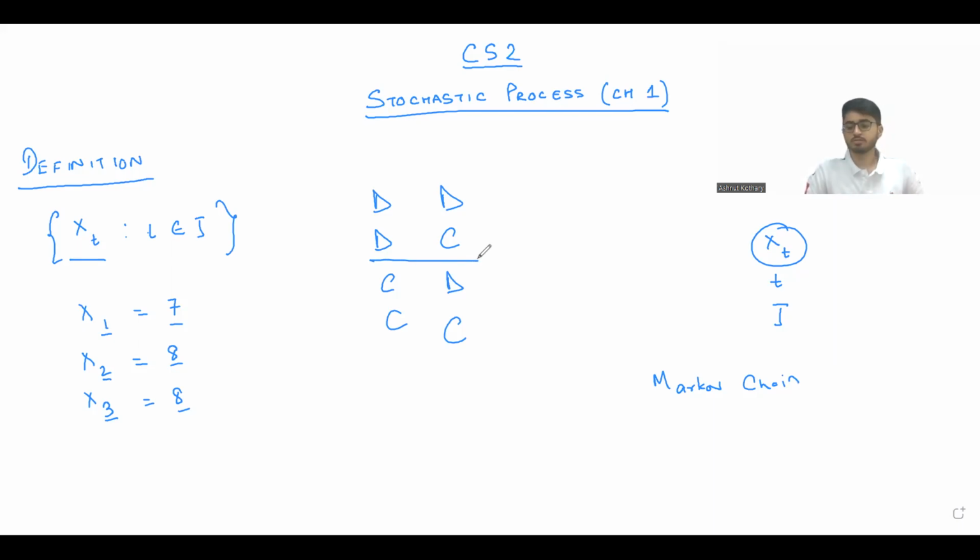Next combination for the third one, write time series. Again, we would be encountering this in CS2 only. Chapter 13 and chapter 14 is completely devoted towards time series. And finally, for the last one, you can take the example as Brownian motion.